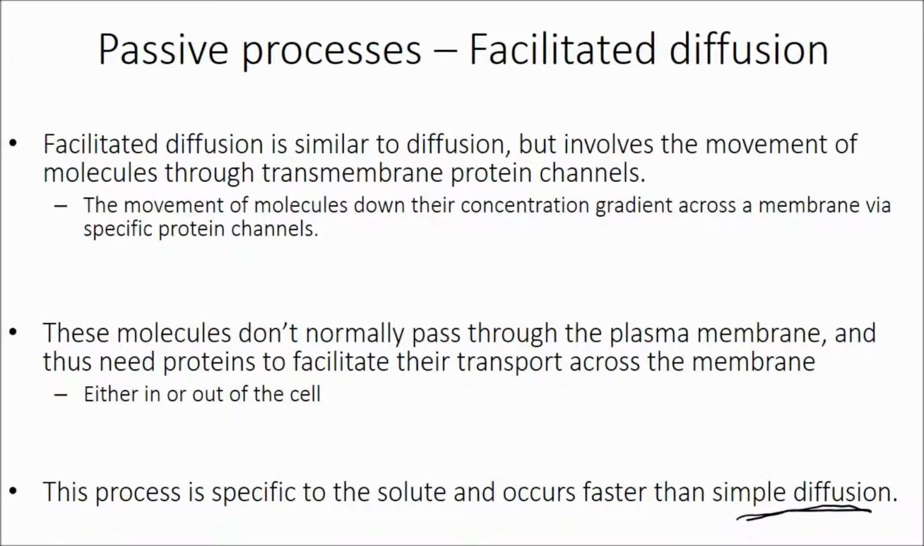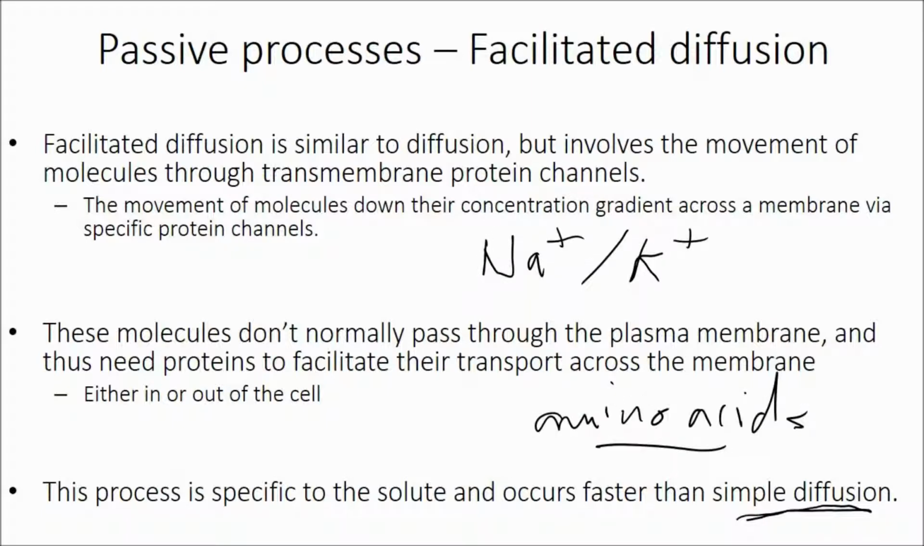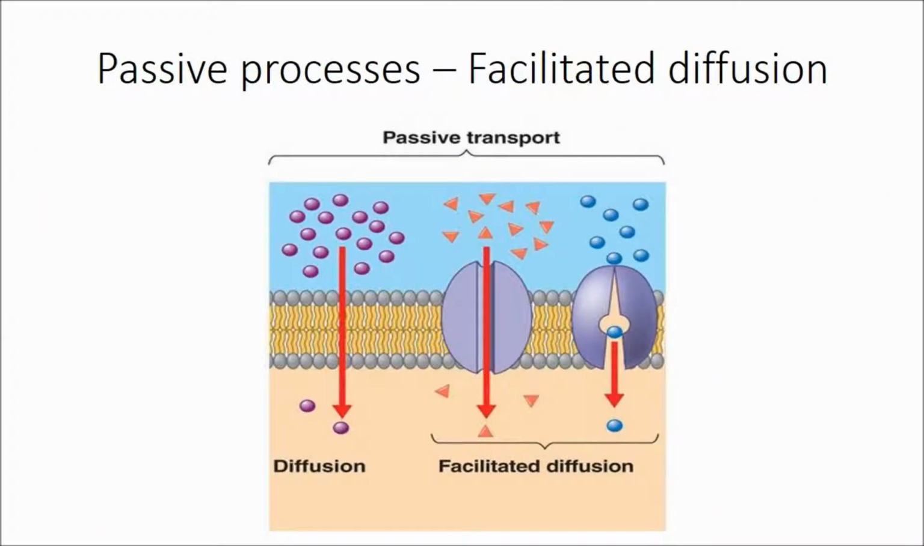So just to sum up so far, facilitated diffusion usually involves potentially ions, or say amino acids that don't normally pass through the plasma membrane, and so they need help, potentially through these transmembrane proteins that facilitate their movement. Here I've got a little diagram showing the differences between facilitated diffusion and normal diffusion. So over here we've got diffusion, so this potentially might be a CO2 molecule, an oxygen molecule, or potentially an alcohol that's just able to naturally move through the plasma membrane.